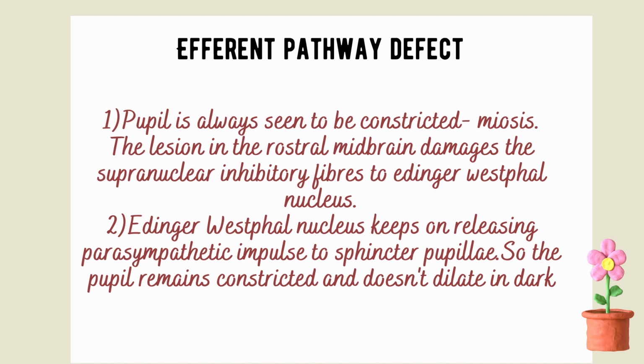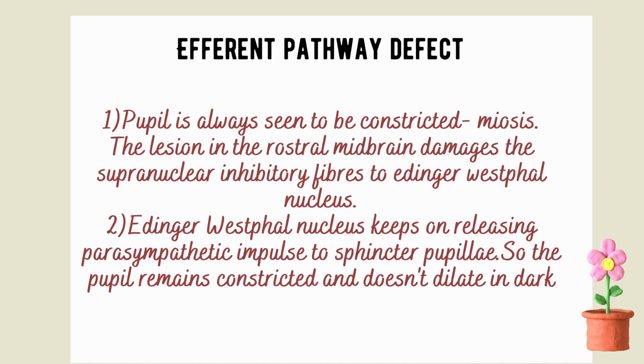See, the pupil here will always be constricted. As we have seen in the previous slide, the pupil will not constrict with pilocarpine, meaning it is already constricted, and it dilates poorly with atropine. Even if you put atropine, the pupil will not dilate, so it will always be constricted. That is called miosis.